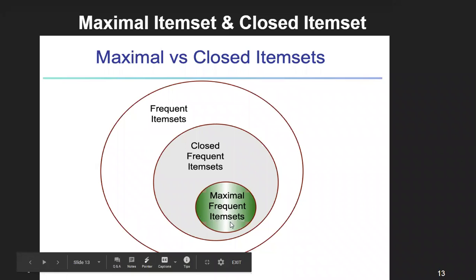Suppose I am talking about the maximal frequent item set, it is the one with the maximum value as compared to its superset. Superset means, which is the subset of the frequent item set, the maximal frequent item set. I hope everyone is clear, these three parts are closely related.